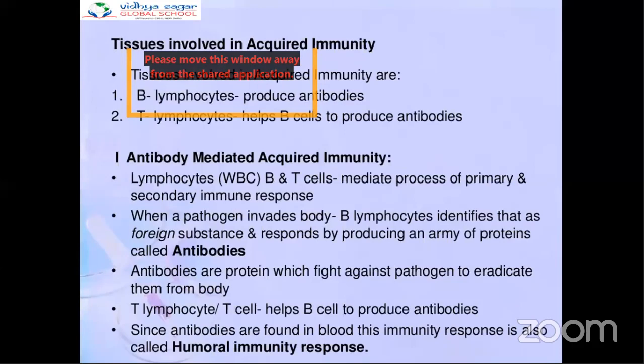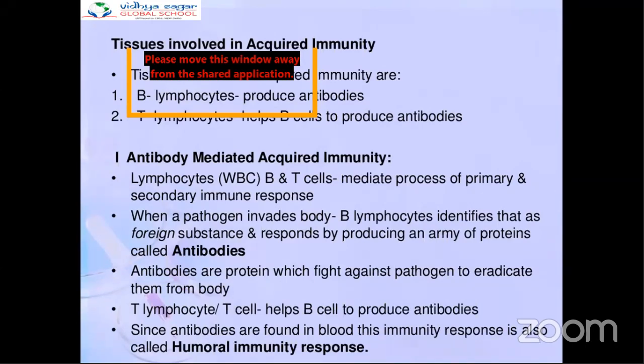So first we'll see AMI, that is antibody mediated acquired immunity. It is mediated by antibodies in the blood and plasma. That is, lymphocytes of WBC, B cells and T cells, mediate the process of primary and secondary immune response.